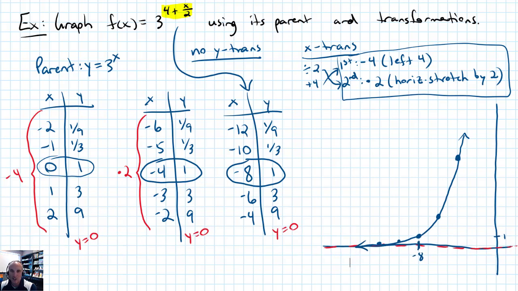You can see how it's been stretched. All these points are 2 units apart horizontally now because the graph has been stretched. And we've got the shift left of 4. But when you double that, when it stretches, that -4 stretches out to be -8. Okay, let's try another.